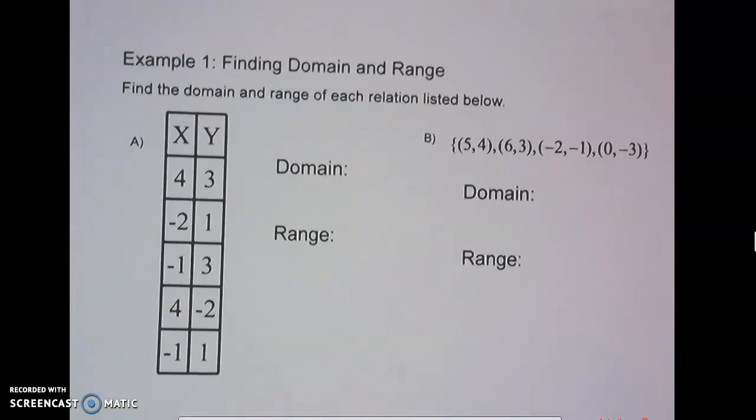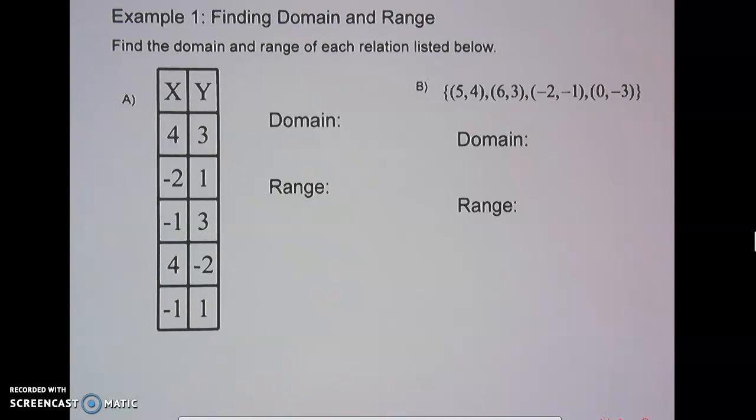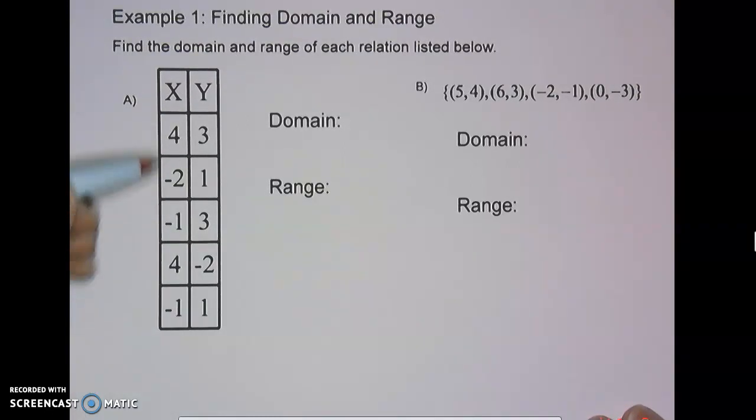So let's see these things in practice. We can represent a function, or a relation in a number of different ways. And here's two of them that you've seen in the past. So this is just a table where it lists out the values or lists out the points. So we have 4, 3, -2, 1, -1, 3, 4, -2, and -1, 1. And this could be points that are plotted on a graph. They're not necessarily connected in any way, shape, or form. It's just dots. So this could also be represented on a graph.